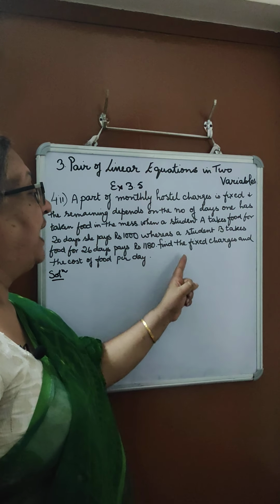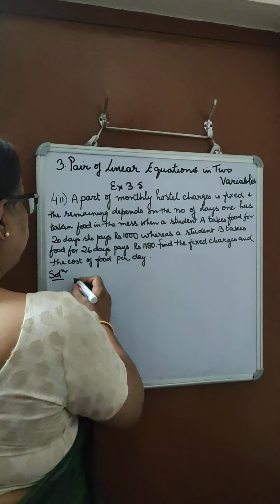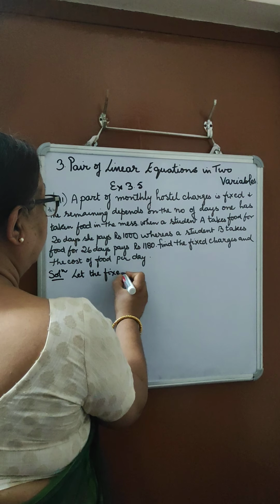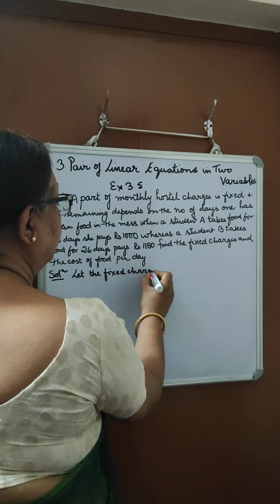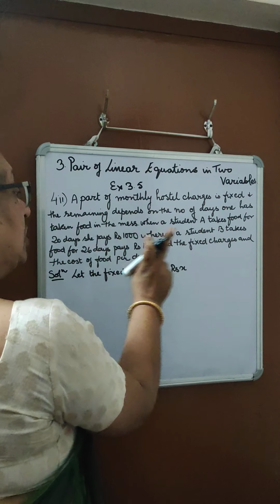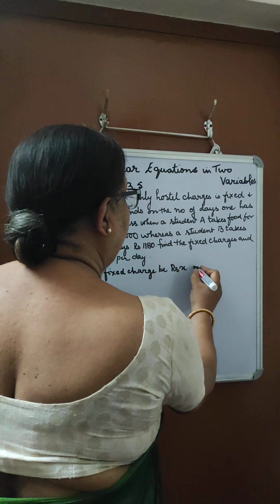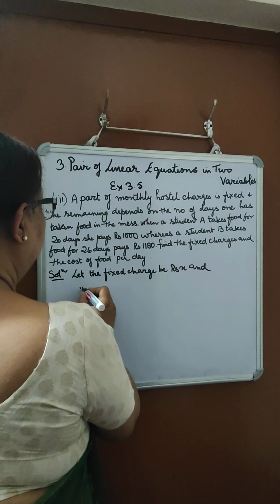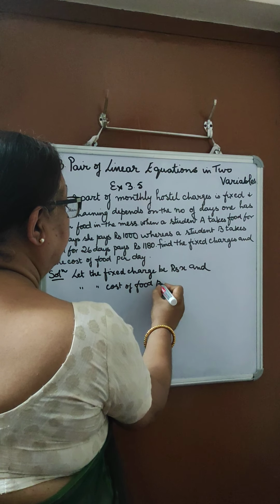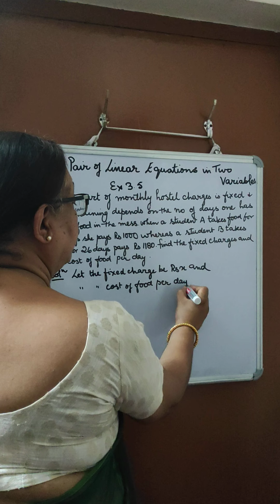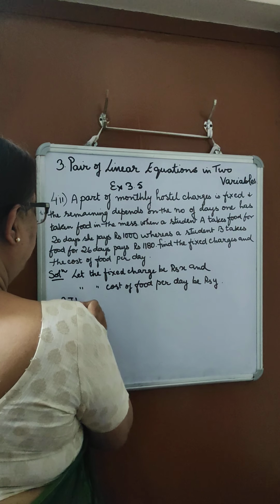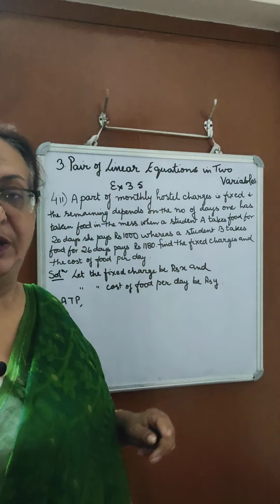What you are asked is to find the fixed charges. So we start, let the fixed charge be rupees X, and you also have to find the cost of food per day, so let the cost of food per day be rupees Y. Now what do we have to do? We have to form equations.